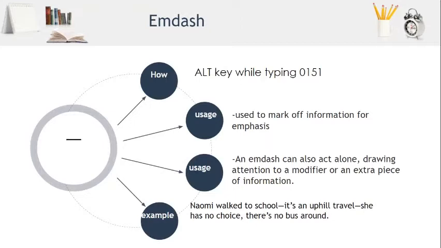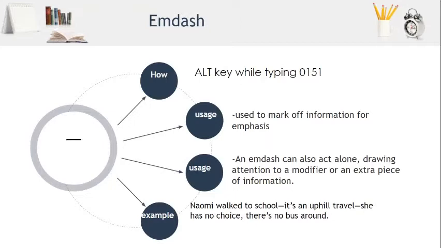The first is to mark off information for emphasis. An M dash can also act alone, drawing attention to a modifier or an extra piece of information. For example, Naomi walked to school—it's an uphill travel, she has no choice—there's no bus around. So if you can see here, Naomi walked to school, and there is an M dash.